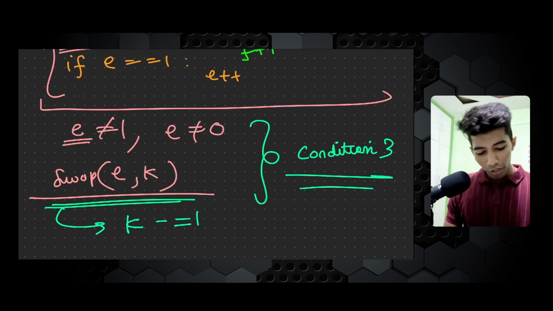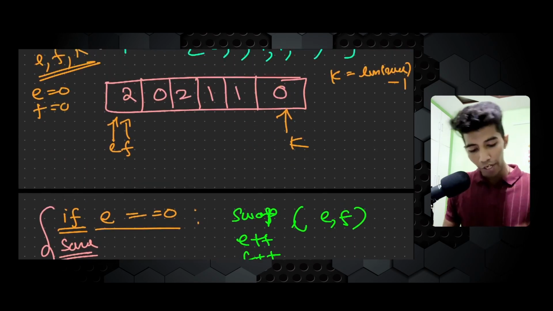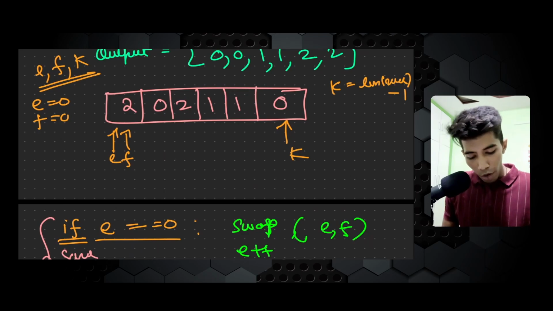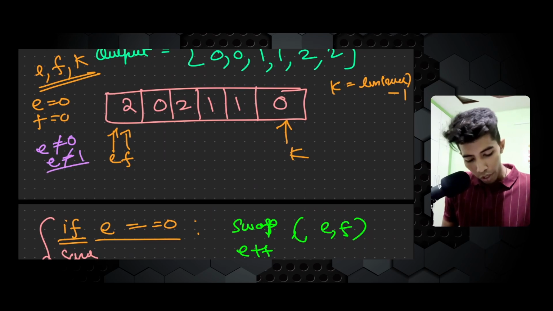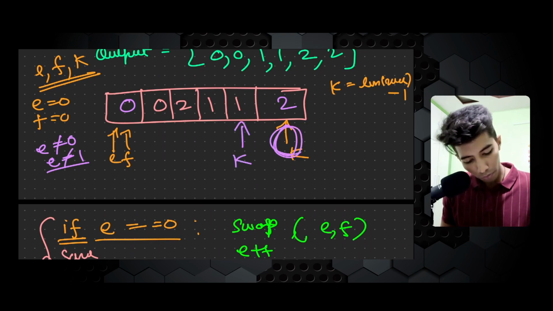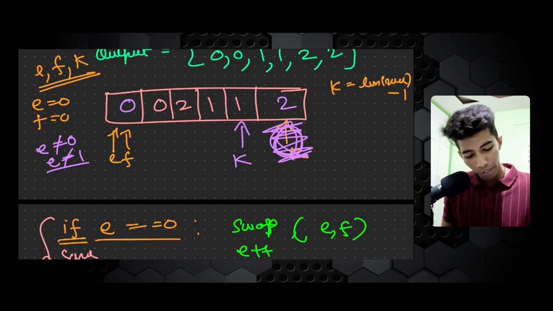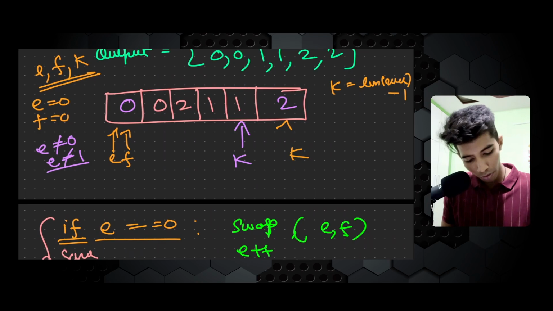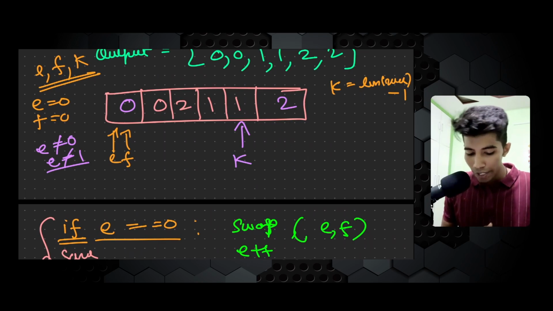Simple. Your question is solved. How? Let me give you a dry run of it. Now my E and F are on 2. My E is not equal to 0 and not equal to 1, so I will swap K and E. This will become 0 and this will become 2. Correct? After this, my K will move over here. My K is no longer here, so let me erase this K. Now my K is over here, and E and F are over here.